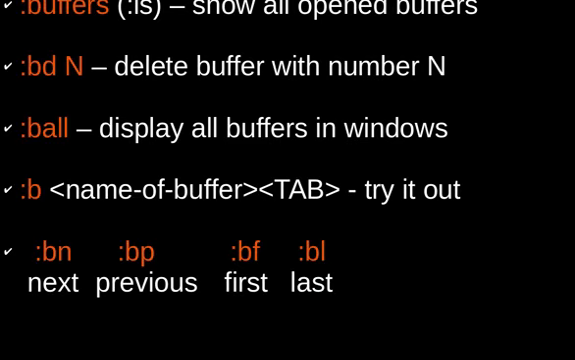And there is :b name of buffer. Then you press tab, of course, tab completion, and you can jump to the buffer with that name. As you have multiple buffers in your session, you can jump to the next buffer with :bnext and the previous with :bprevious. You can go to the first buffer in your session with :bfirst, and of course go to the last buffer with :blast.